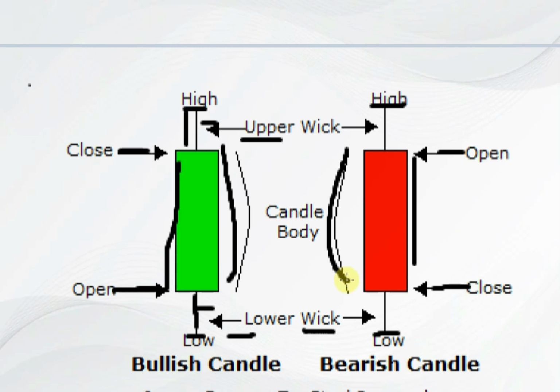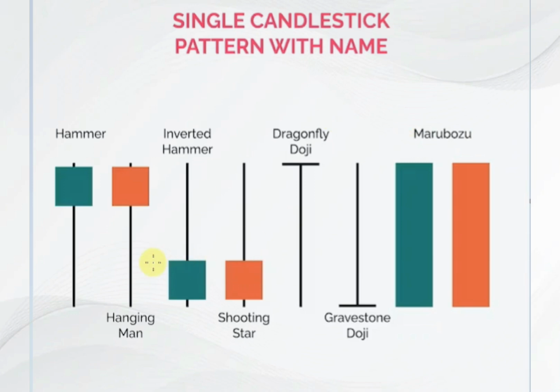Like I said, the body is the main part of the candle, and it shows the open and close prices, and the wick or the shadow is the line extending from the body, indicating the highest point it went to and the lowest point it went to. This is the lower wick, this is the upper wick, and this is a bearish candlestick. There are a lot of candlestick patterns, but here are some basic ones.